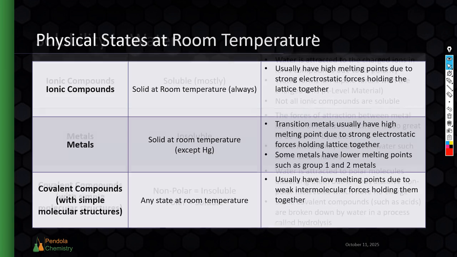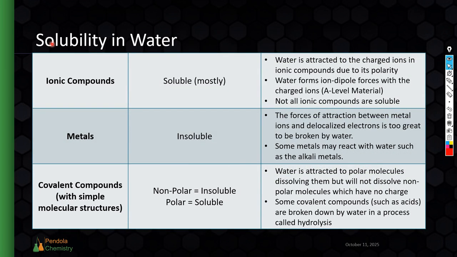Now let's talk about their solubility in water. With solubility, we generally have a rule that we're going to use for covalent compounds, and I will talk about that in a second. But let's talk about ionic and metallic compounds, because these are pretty straightforward. Ionic compounds are mostly soluble in water. Water is attracted to the charged ions in ionic compounds because water is polar, and they're going to form what we call ion dipole forces.